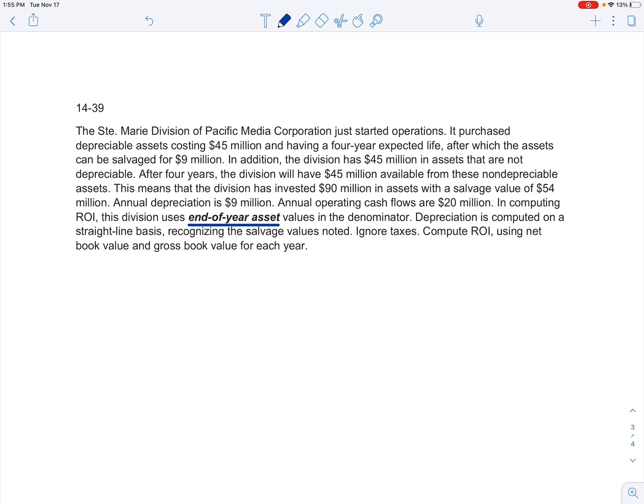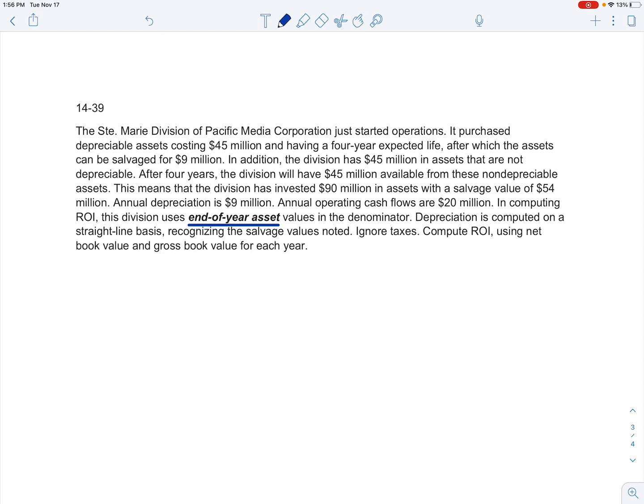But make sure when you're reading through some of these problems, you read whether they're using beginning of the year assets or end of the year assets. In this problem, we're computing ROI, but looking at the difference between net book value and gross book value. And again, you're going to have to investigate really what those terms mean.